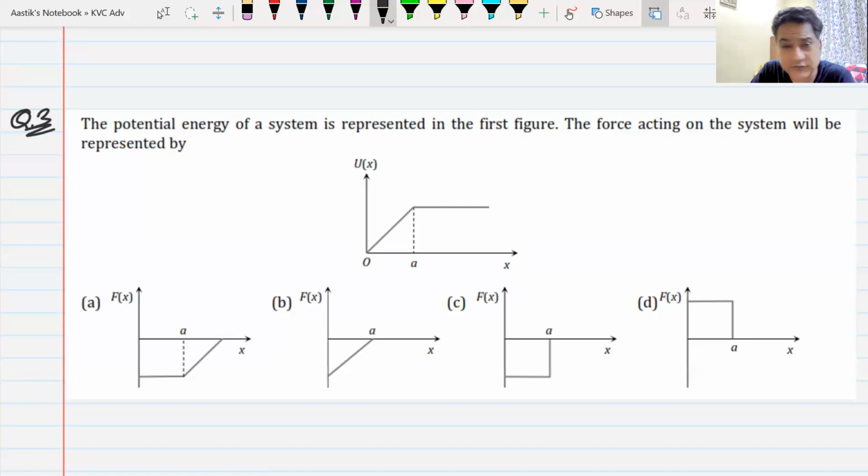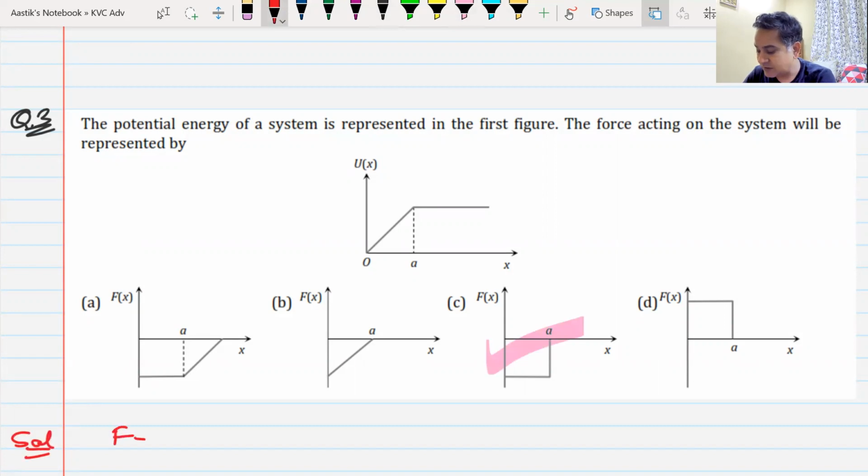Why is it taking so much time? Sir, it's C. It has to be C. There is no other option which is correct. It has to be C.